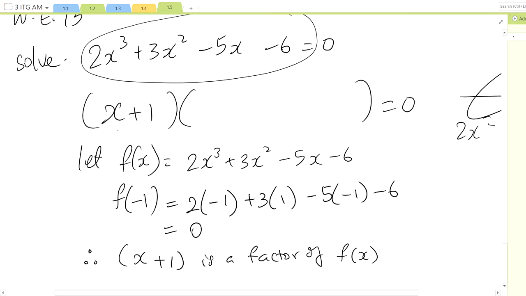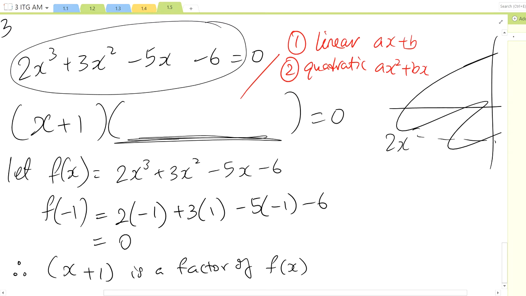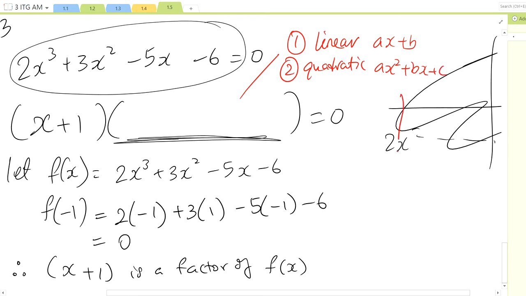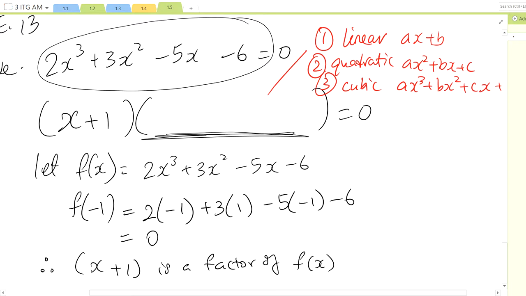Since there is an x plus 1 over here, what is going to be expected inside this blank? I give you multiple choice. Number 1, linear, where it is ax plus b. Number 2, quadratic, where it is ax squared plus bx plus c. And finally, cubic, where it is ax cubed plus bx squared plus cx plus d. What goes into the blank? Linear, quadratic, or cubic?